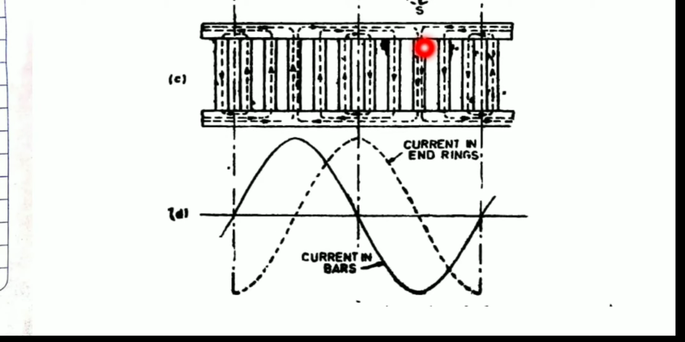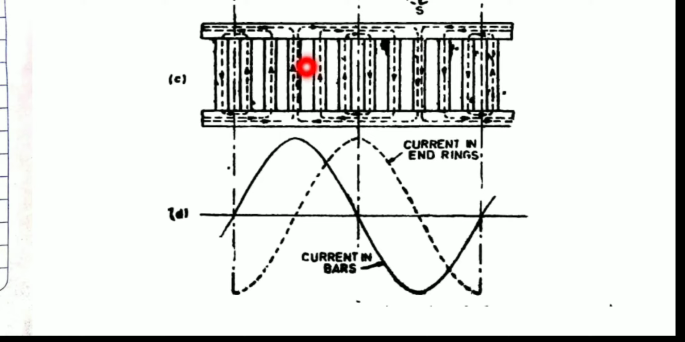So the EMF that is produced in the rotor bars results in a circulation of the current. According to Faraday's laws of electromagnetic induction, whenever there is a change in the flux, an EMF gets induced. Due to this EMF, what will happen? There will be a circulation of the current.